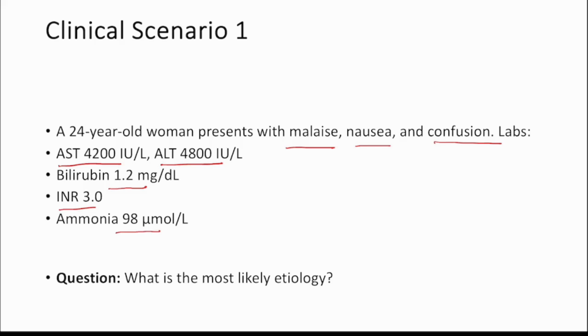So, by definition, acute liver failure is an acute insult to the liver, evidenced by elevated transaminases. So here you can see very high transaminase. So there is an insult to the liver present. Second point is to look for coagulopathy. Here the INR is more than 1.5. So here it is 3.